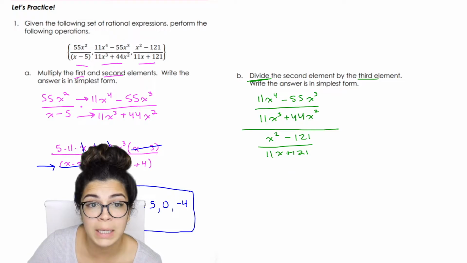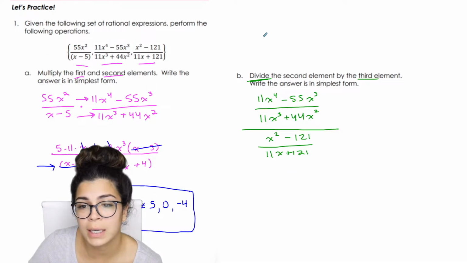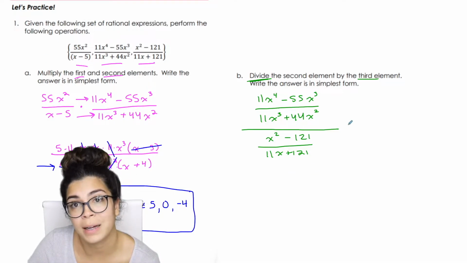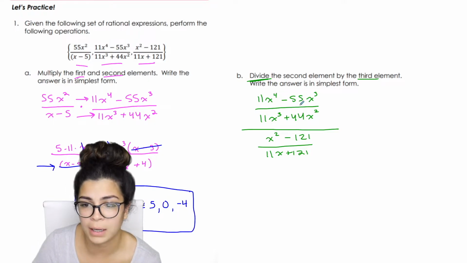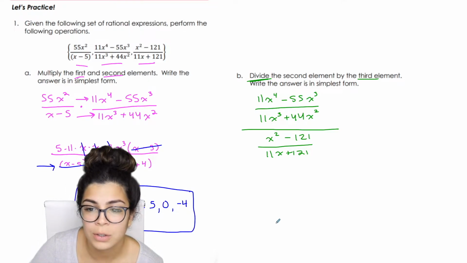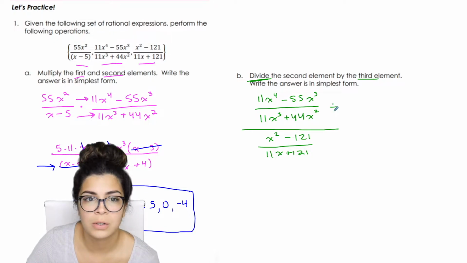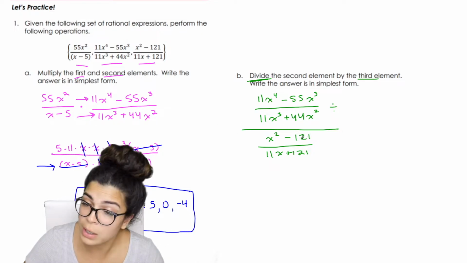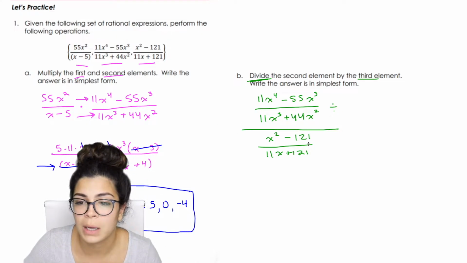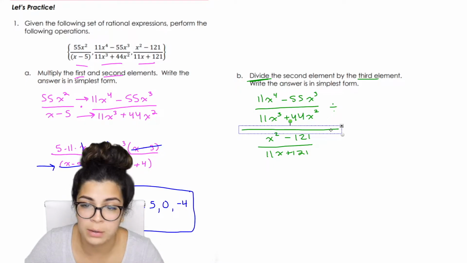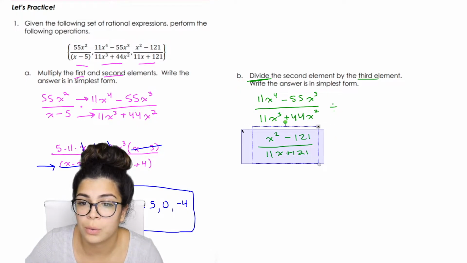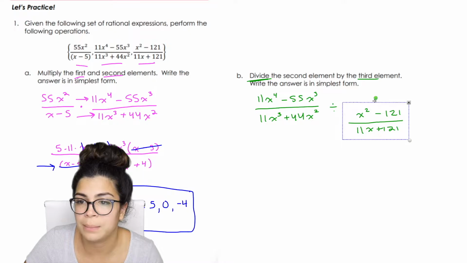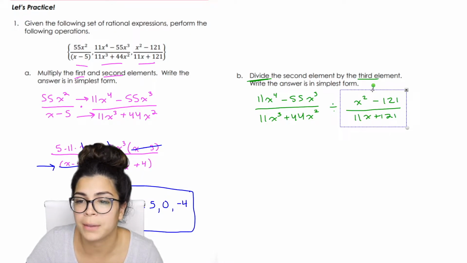Okay, now writing this in this way is fine. However, it will be easier if instead of writing it as dividing with the fraction bar, since we already have fractions, we use the division symbol like this. So instead of writing the second element over the third element to represent division, it would be better to write it with the division symbol. So here's the second element divided by the third element.